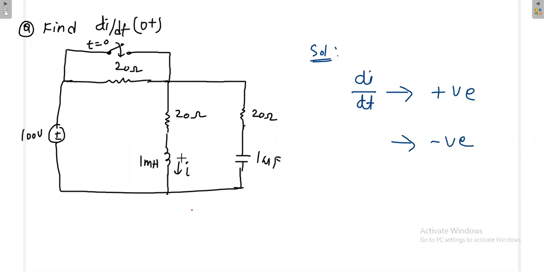Just before closing the switch, at t equal to 0 minus, the circuit will be in steady state. The current through the inductor will remain the same, because I0 minus is equal to I0 plus. And again, we'll calculate the current through the inductor at steady state at infinity. But at that time, the switch will be in a different position.